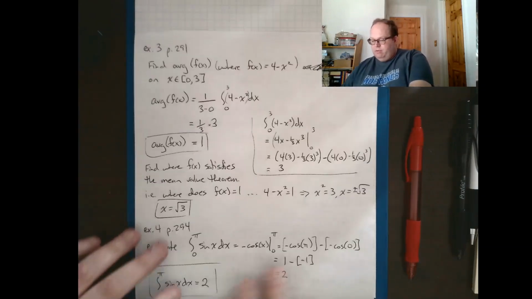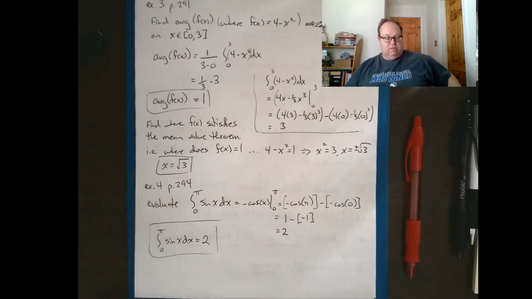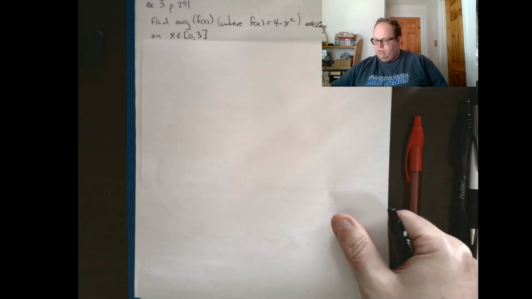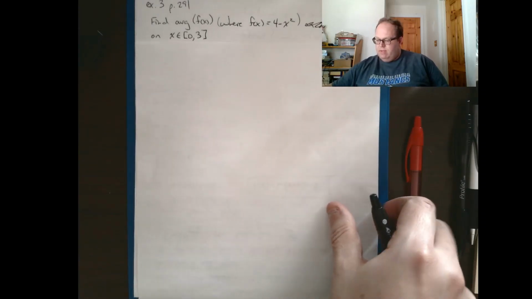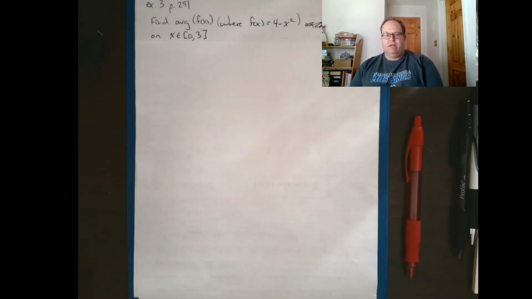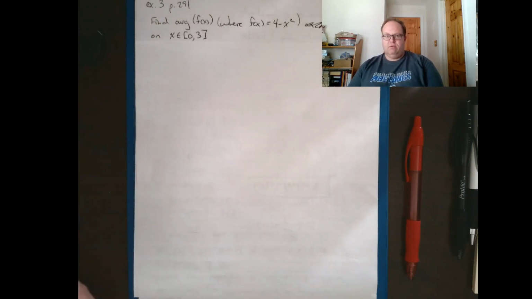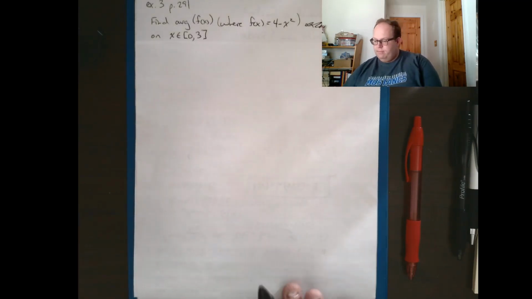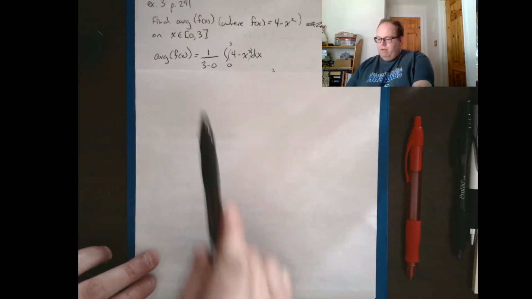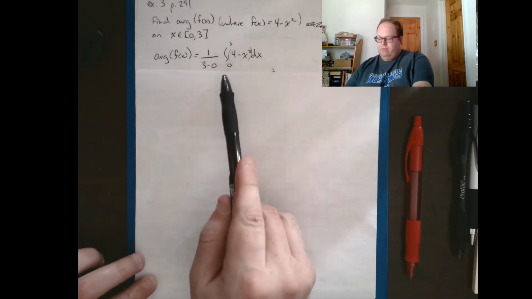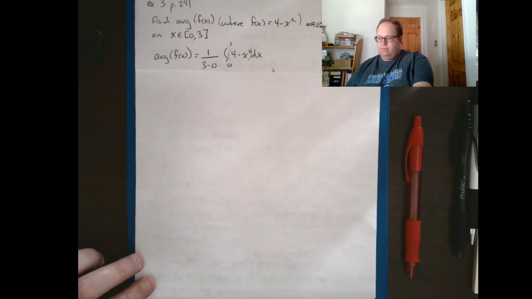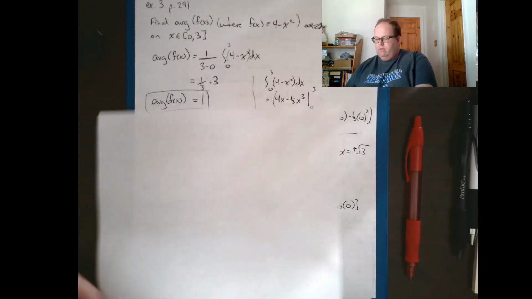Two more examples of working with these. Pardon my low-tech solutions. Example 3 on page 291 asks you to find the average value of this function on the domain from 0 to 3. So I've got my formula, but in order to work it out, I'm going to need to figure out this integral. And that's what I do over here.